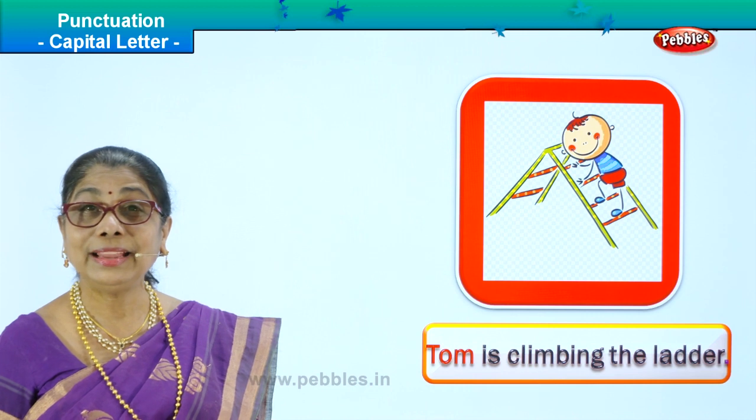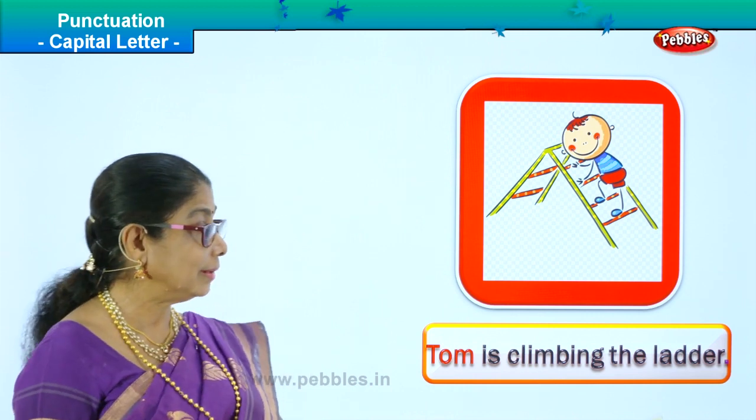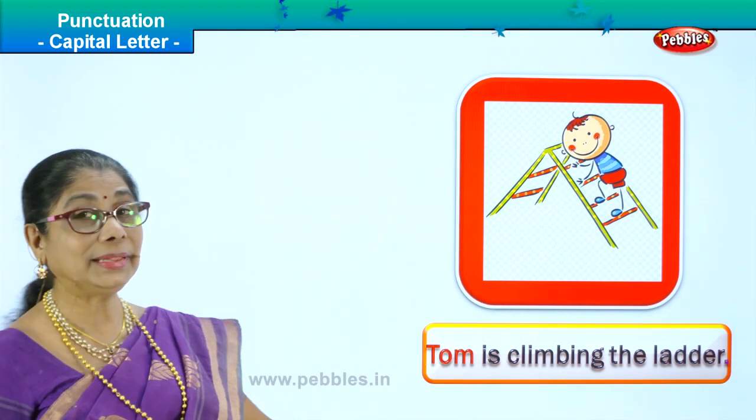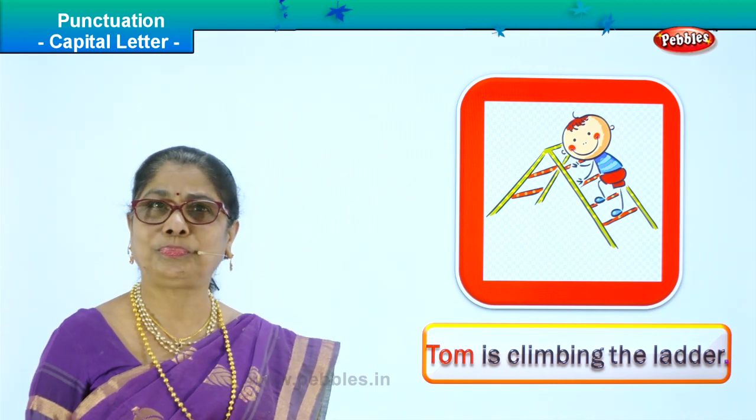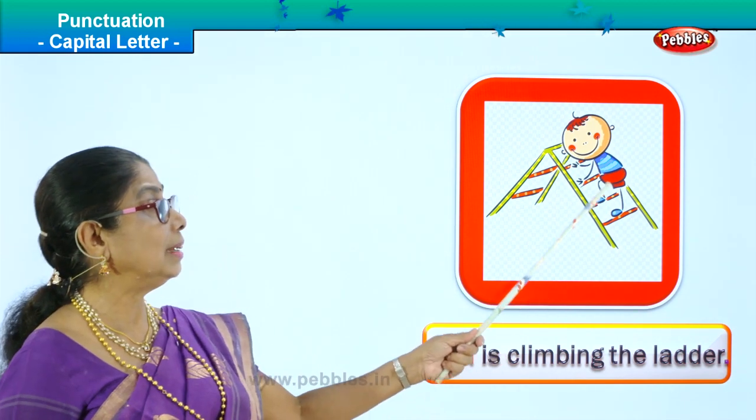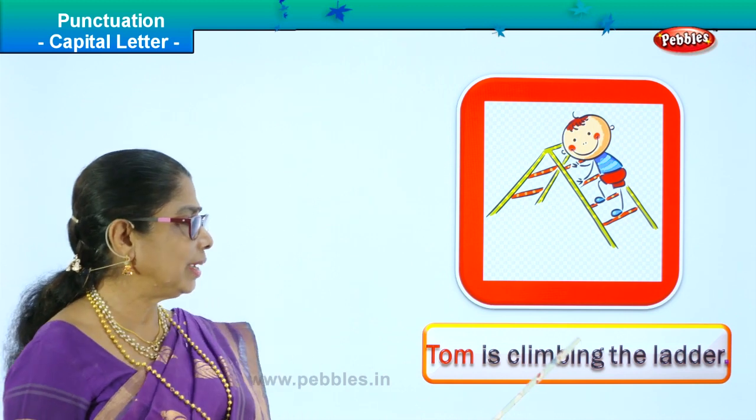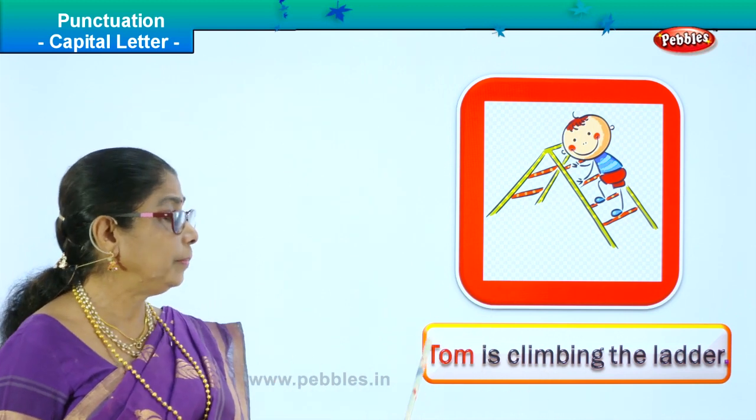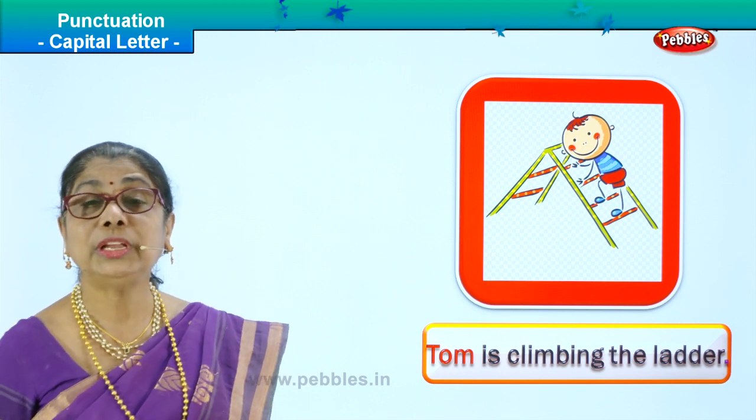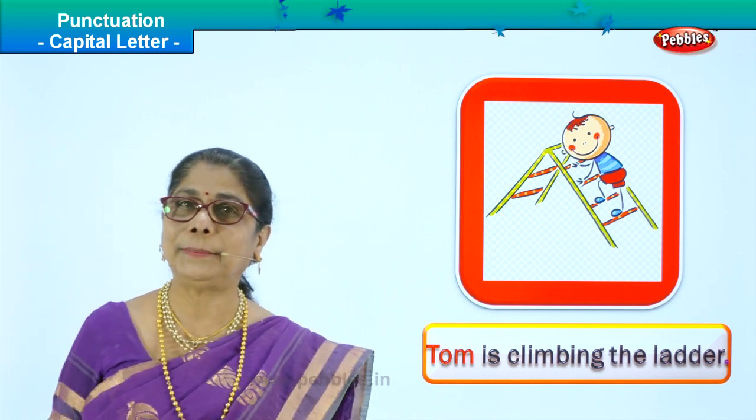Somebody's enjoying climbing a ladder. Who is climbing the ladder? Tom. Look at this little boy, Tom. He's enjoying climbing the ladder. What's his name? Tom. Name of a boy. So we write it beginning with a capital letter.